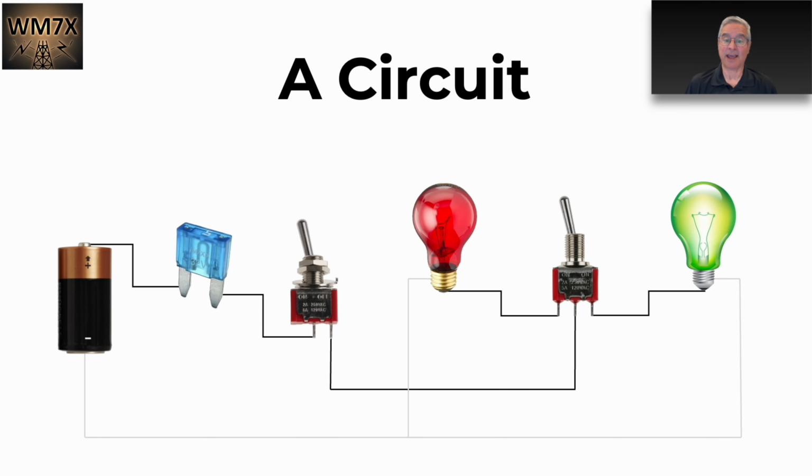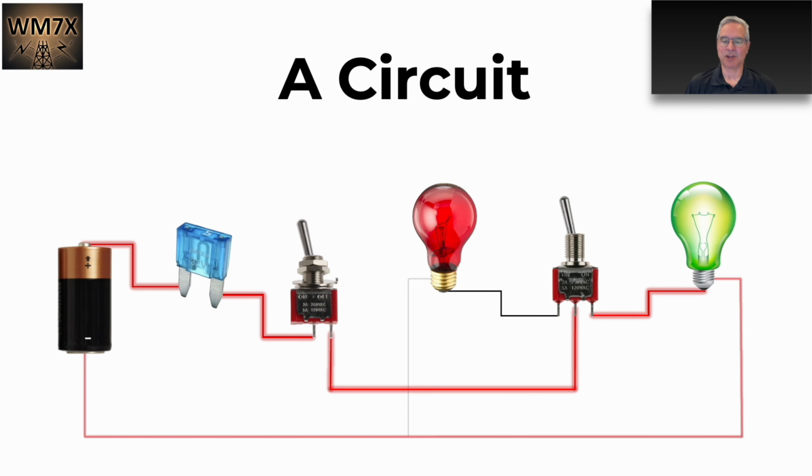Okay, speaking of circuits, let's make a little circuit out of the parts we've been talking about and look at how electricity would flow through it. All right, current would flow from our battery through the fuse, the switches, it would go through the green bulb and then back to the battery. Okay, so very simple circuit. But this isn't the way we draw schematics.